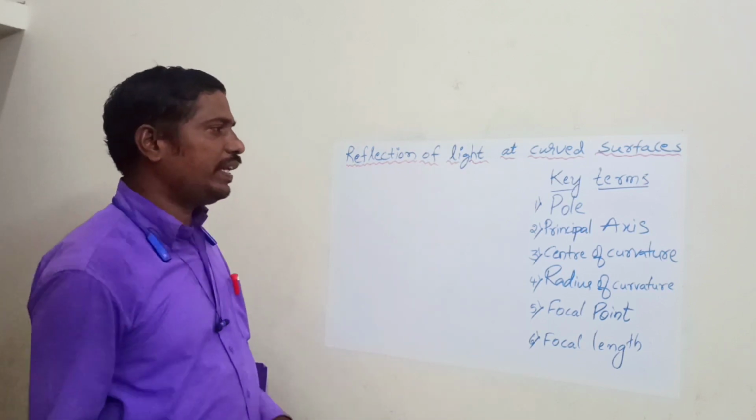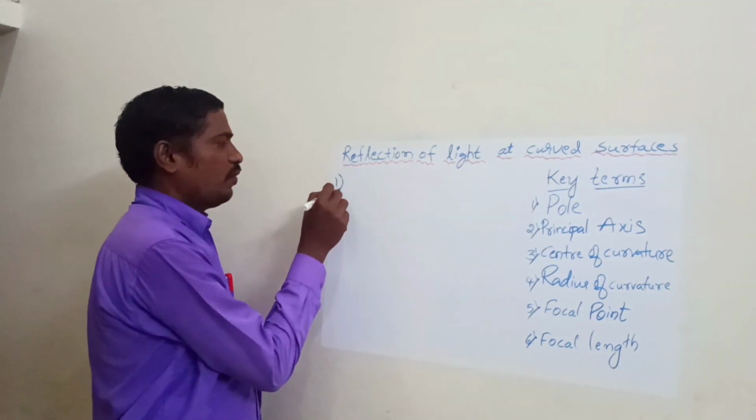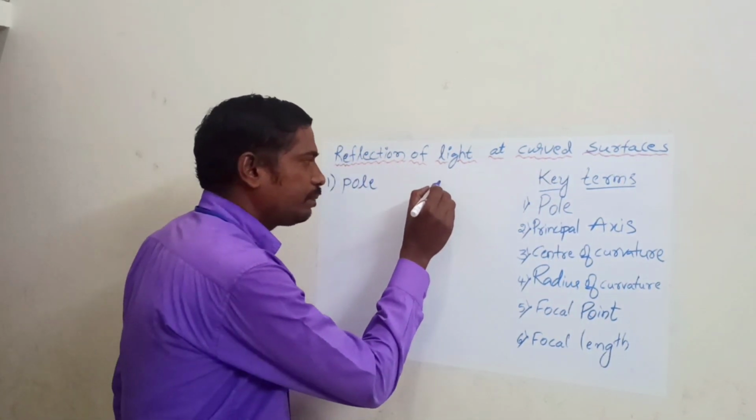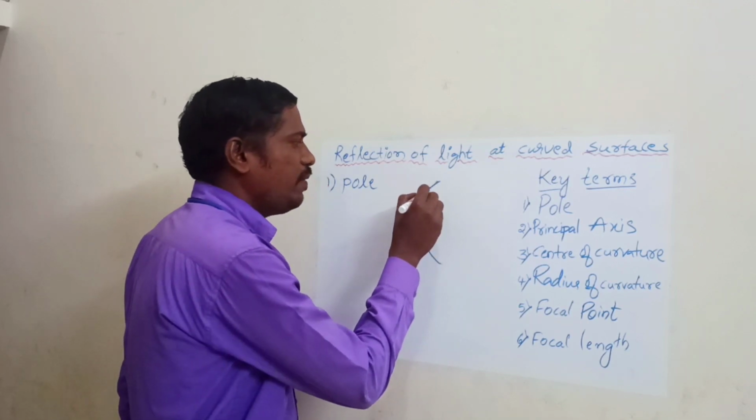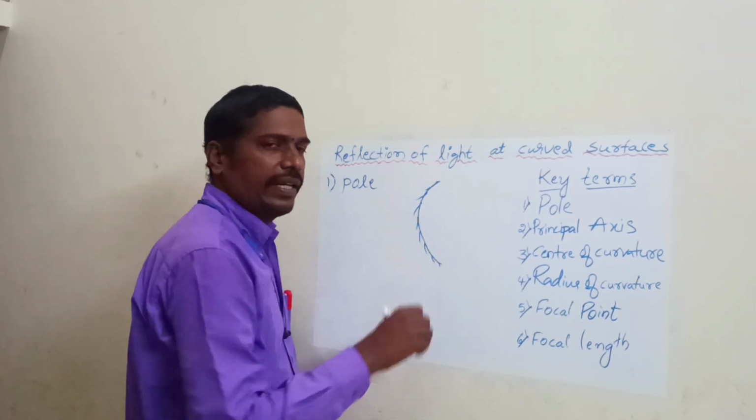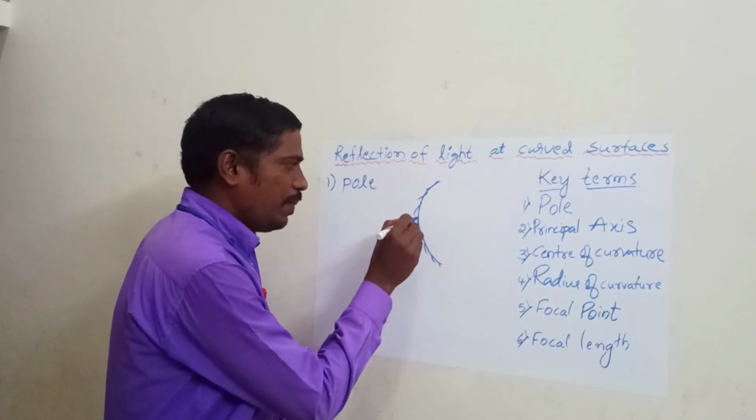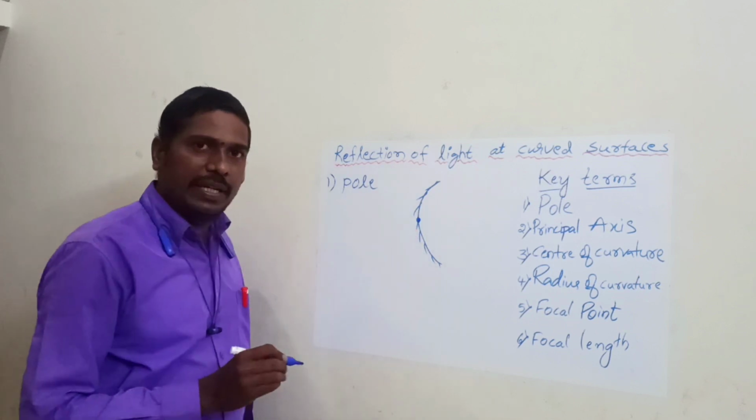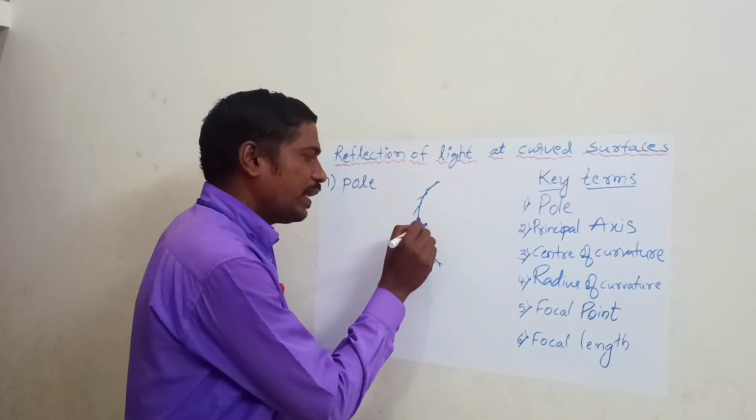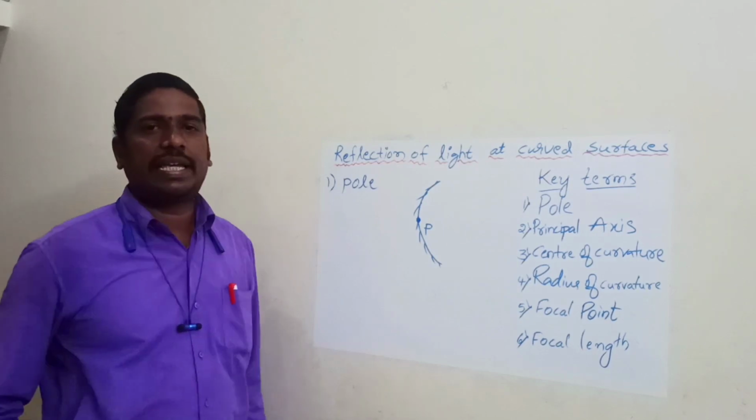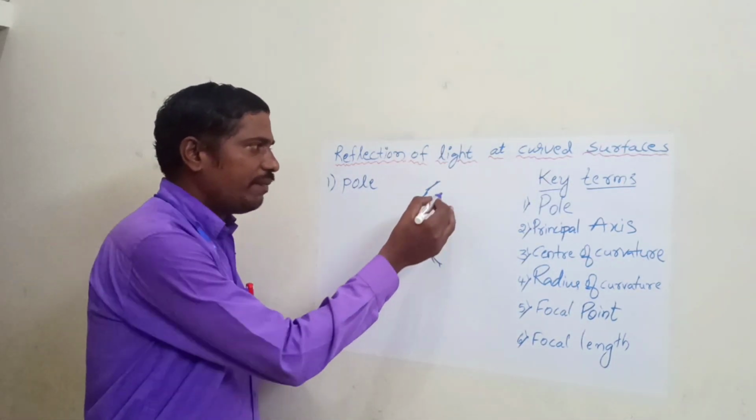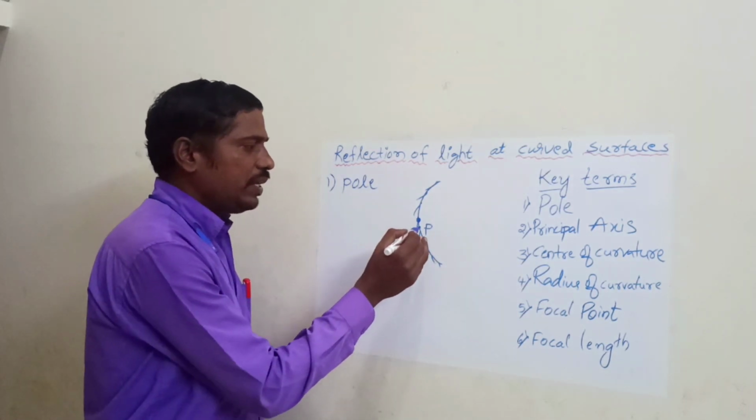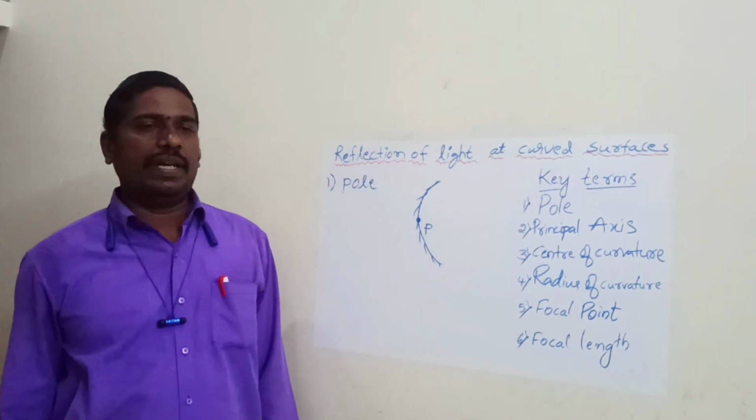Okay, first one is pole. What is pole? This is the concave mirror. The midpoint of the mirror is called pole. This is denoted by capital P.